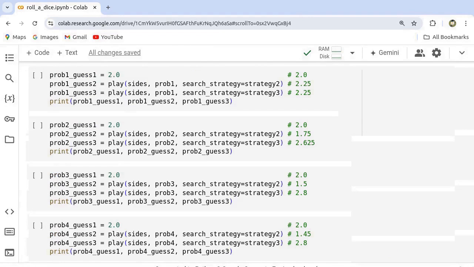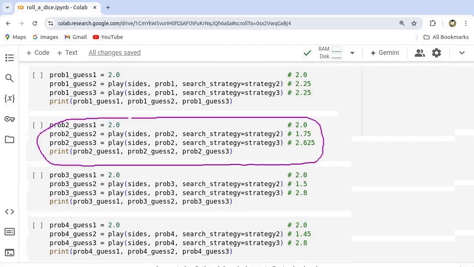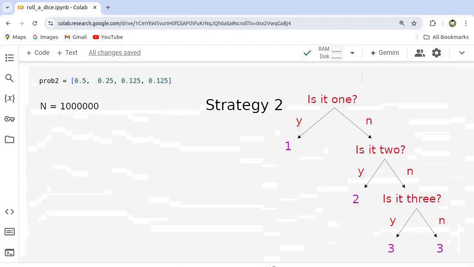It is unnecessary to rely on simulations to determine the number of questions needed for strategies 2 and 3. Let's consider the second probability distribution as an example to illustrate this. For a large number of rolls, such as n equals 1,000,000, the distribution indicates that half of the rolls show side 1, a quarter show side 2, and 1/8 show sides 3 and 4 each.